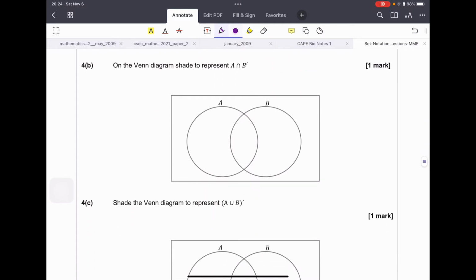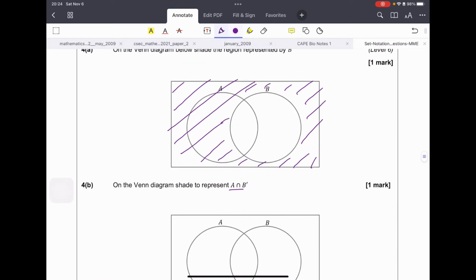Now we get a little more complicated. A intersect B prime. That's a little harder to understand on a simple Venn diagram, right? But remember, B prime was all of these things here, everything. Now A intersect B prime simply means everything that is in A that is also common with B prime, okay?